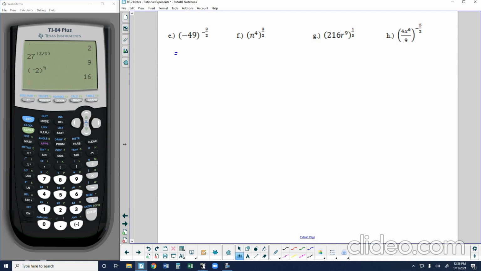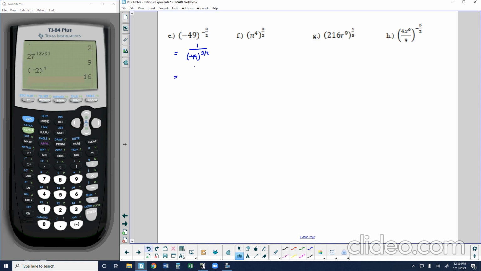What we see here with E is, if I want to write this in the square root term, notice that there's a negative at the 3/2. What that does is that's the reciprocal operation. That means we're going to take this negative 49 and put it in the denominator of a fraction, and then it's going to be to the positive 3/2 power.